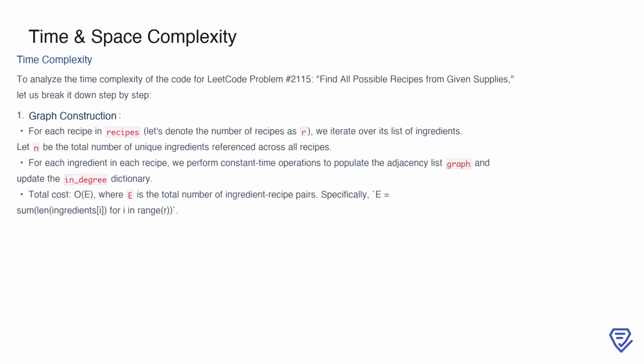For each ingredient in a recipe, we perform constant-time operations, such as adding edges to the adjacency list and updating the indegree dictionary. Summing this over all recipes gives us a total cost proportional to the number of ingredient-recipe pairs, which we denote as E. In essence, this step of graph construction has a total time complexity of O(E), where E is calculated as the sum of the lengths of all ingredient lists across the recipes.